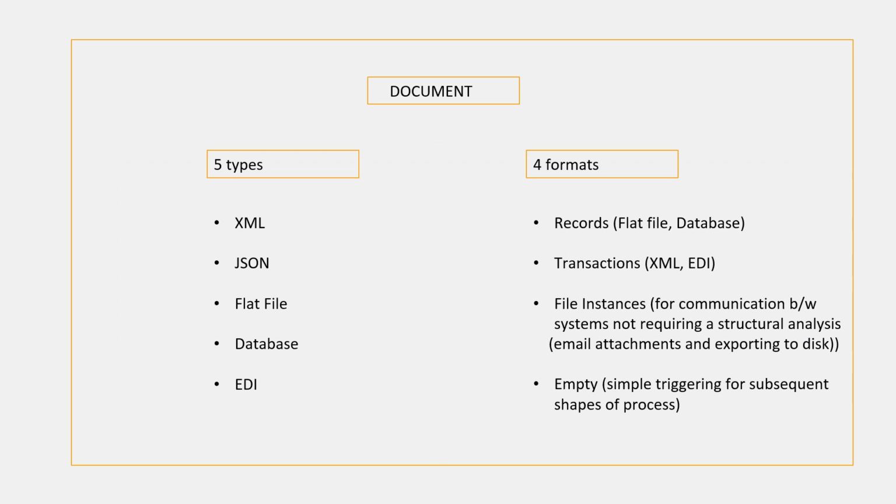So we were discussing documents. We have seen all 5 types: XML, JSON, flat file, database, and EDI. This is usually an interview as well as certification topic. Different document types. And there are 4 document formats. Records are usually called in flat file and database. And transactions: XML and EDI are called transactions. File instances are for communication between systems not requiring a structural analysis, like email attachment and exporting to disk. So these are called file instances. And also an empty format, for simple triggering of subsequent shapes of the process. So these are the 4 formats.